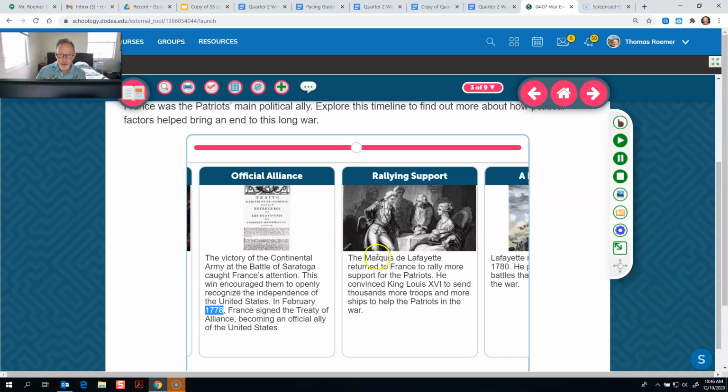Now this young officer returns to France, and he gets more. He talks to all the leaders over there, and now King Louis the 16th sends thousands of troops to help the Patriots. So this young officer came over, worked with Washington, worked with the troops, went back to his home country, and said, "Hey, we need some more help," and he got it.